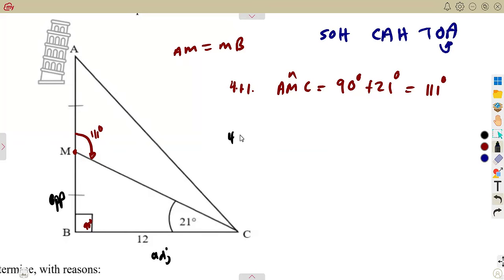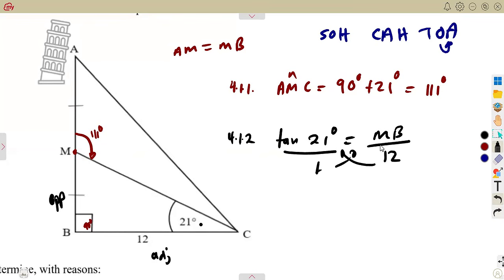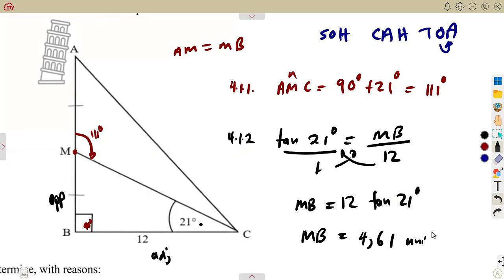So it follows from this concept that the tan of the angle 21 degrees is equal to the opposite, which is MB, over the adjacent, which is 12. So you can calculate MB from there simply. Cross multiply, 1 times MB, so MB is equal to 12 tan 21 degrees. Using the ratio of tan, that was going to give us MB, which is 4.61 to 2 decimal places. Okay, that's MB. So from M to B, we've got 4.61.